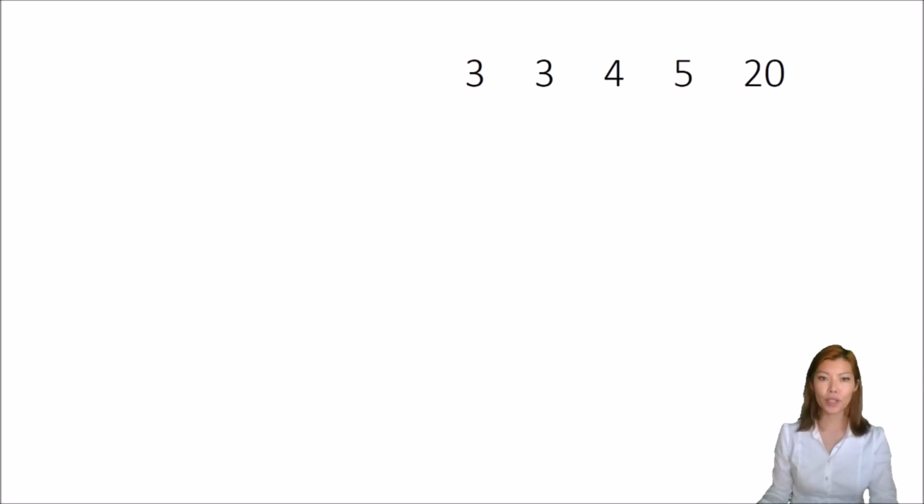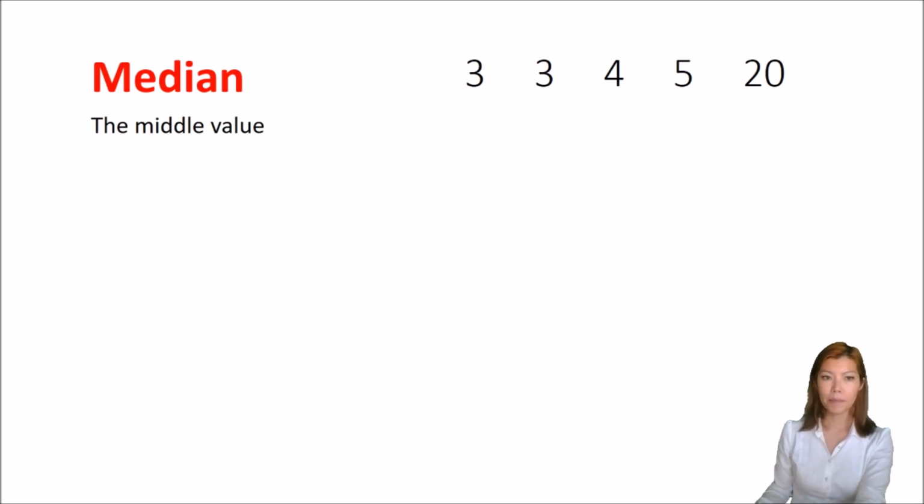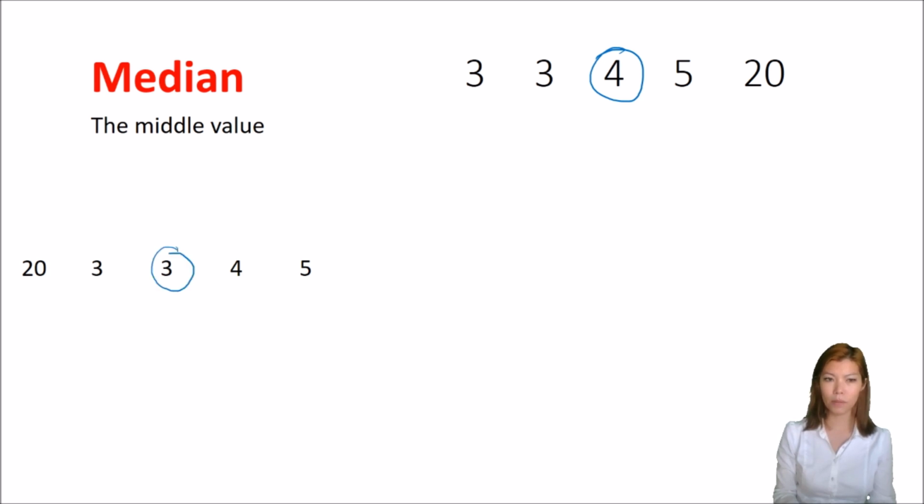The next thing we're going to look at is median. The median is the middle value. So if we look at this value, the median would be 4. There are 5 values here. What about these values? If you look at these 5 values, the middle value seems to be 3. But in reality, these numbers are exactly the same as the other numbers. So what have we done wrong?